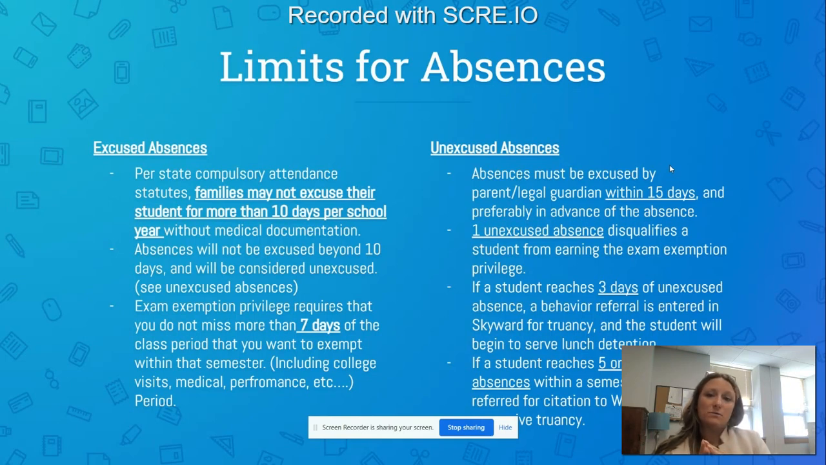Okay, unexcused absences must be excused. Meaning, somebody from home, a parent or guardian, needs to contact the main office within 15 days in order to clear up or excuse an absence. Oftentimes we run into students or families, let's say it's the last week or two before semester exams, and all of a sudden they go into Skyward and they look, holy cow, I'm above 7 for that class that I want to exempt. We need to take care of this.